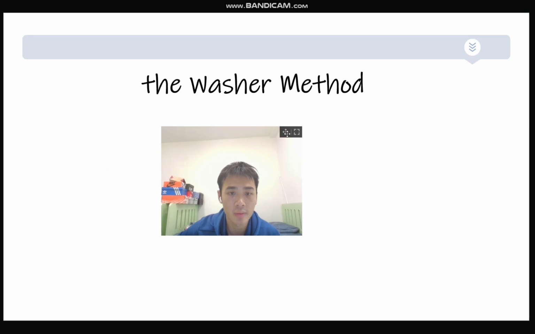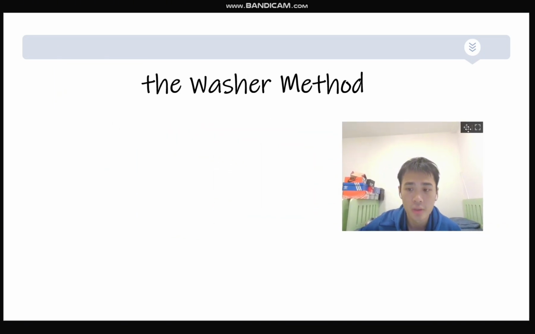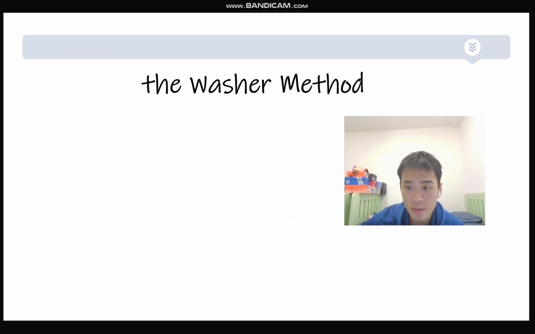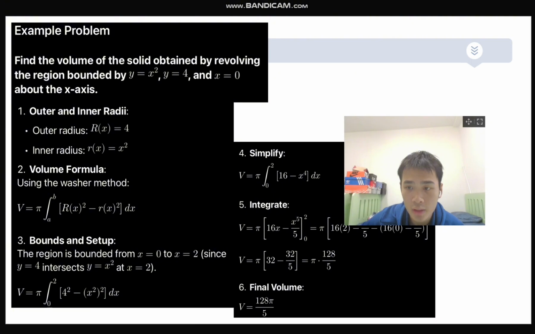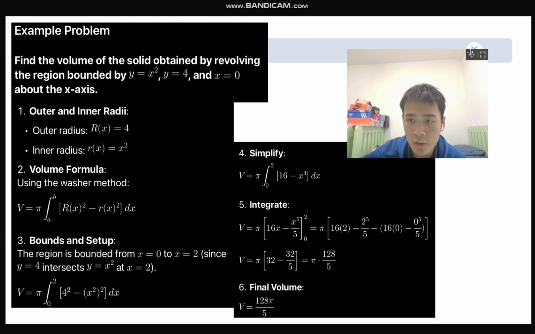And after that, we are going to explain the washer method and how we can use the washer method to solve problems. So let's go and see this example problem here. It asks us to find the volume of the solid obtained by revolving the region bounded by y equals x squared and y equals 4 and x equals 0 about the x-axis.